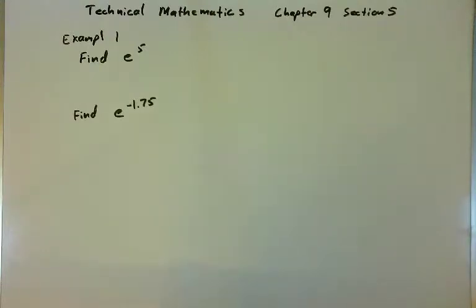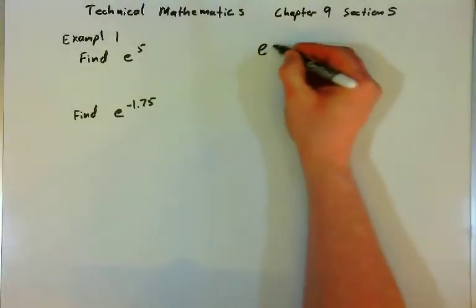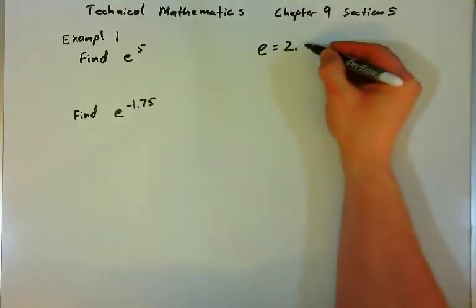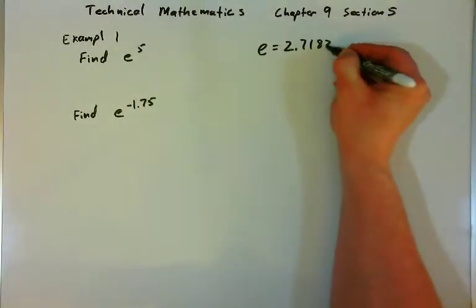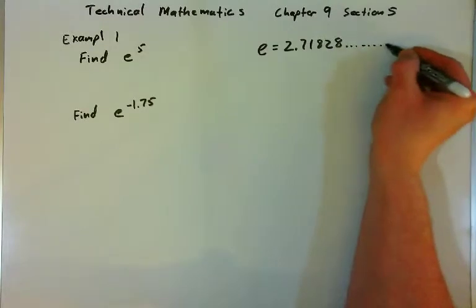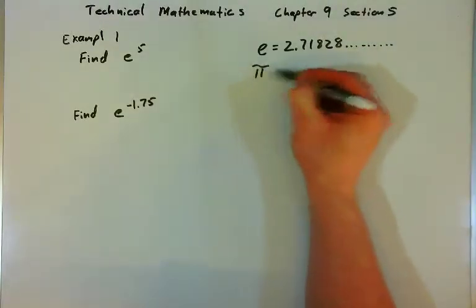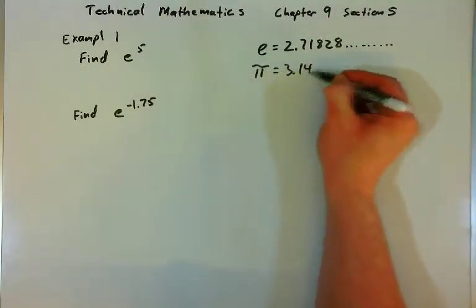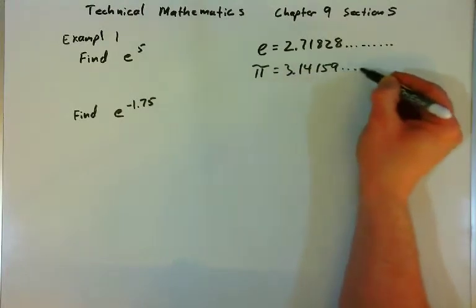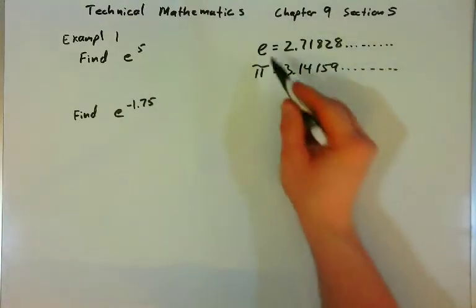This is example 1. It says find e to the 5th power and also find e to the negative 1.75. E is a mathematical constant equal to 2.71828, and this goes on forever without repeating. Very similar to pi. Pi is 3.14159. Goes on forever without repeating.